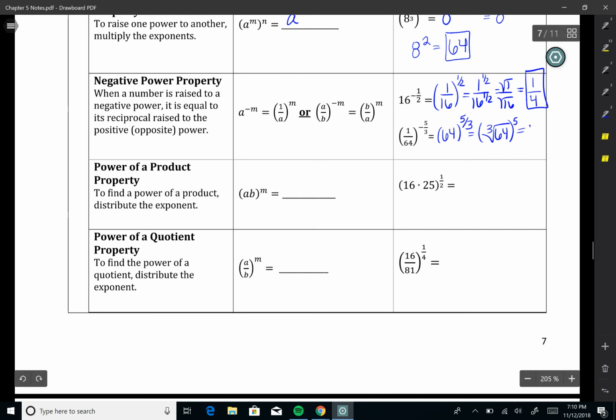The cube root of 64 is 4. I'm going to take that to the 5th. It's okay to use your calculator. 4 to the 5th power is 1024. And we are almost done.